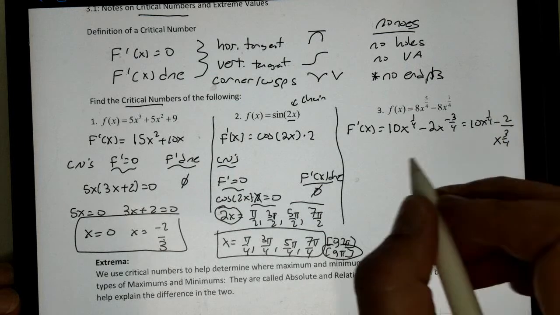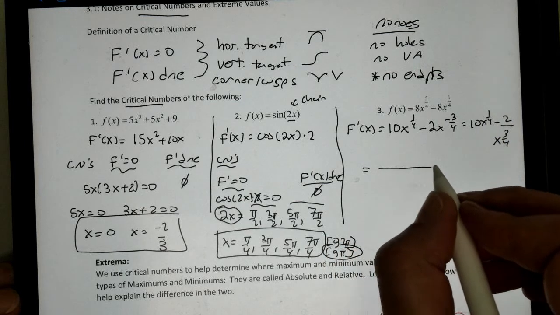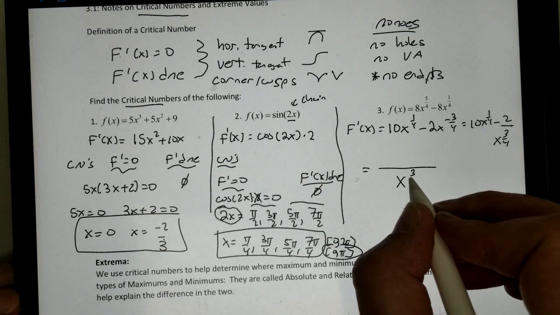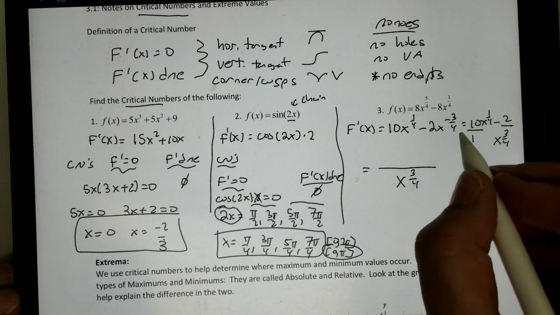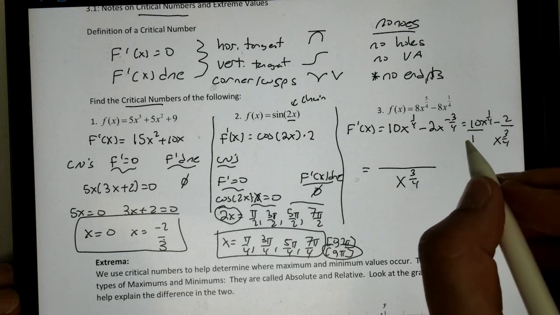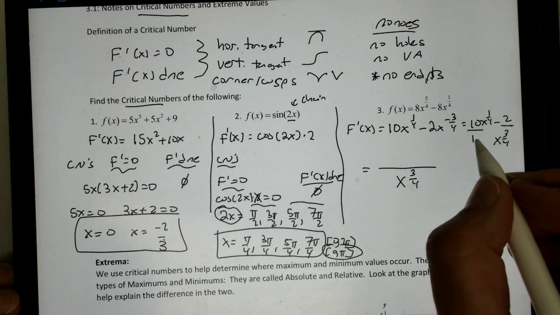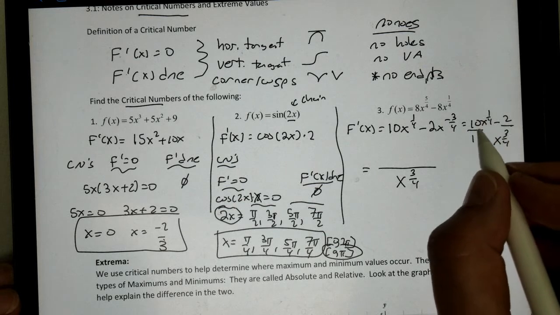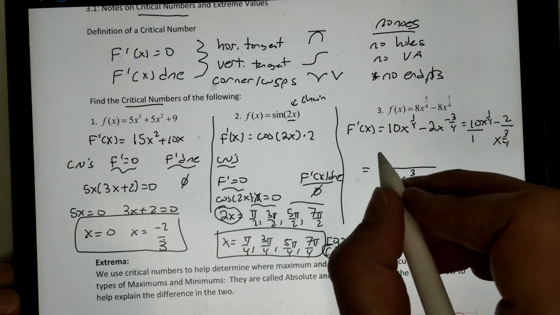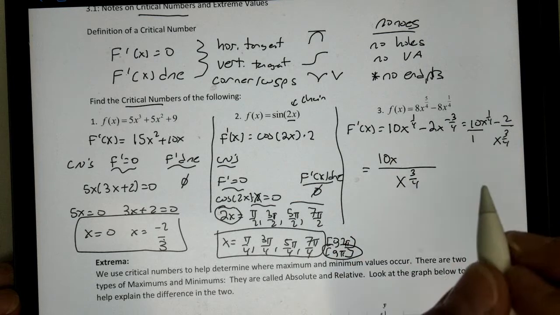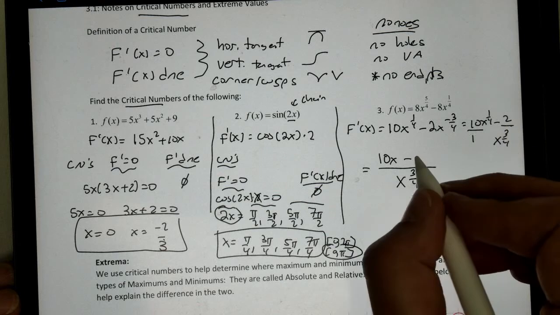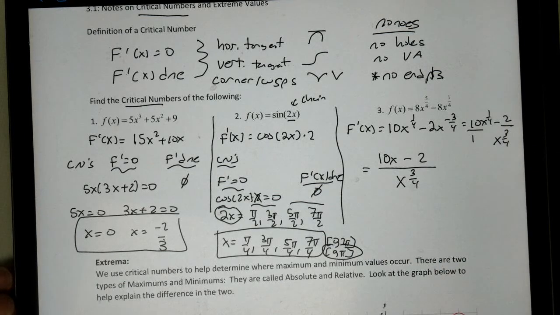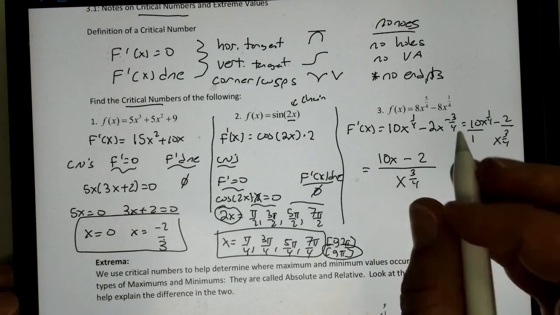And what I'm going to want to do is write this as a single fraction. My common denominator is x to the 3/4. So to get my common denominator, I would need to have another x to the 3/4 under the 10x to the 1/4. So I have to multiply the top and bottom by x to the 3/4, and if we do that on the top, we would just get 10x minus, this already has my common denominator, so it just stays the same as 2. There's our single fraction. Let's take some practice right there.